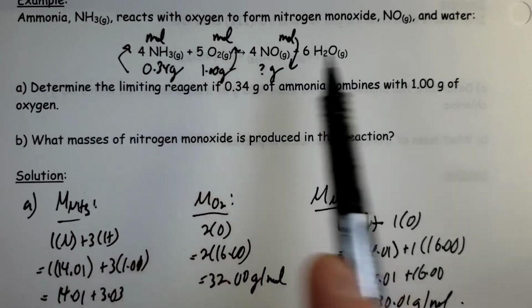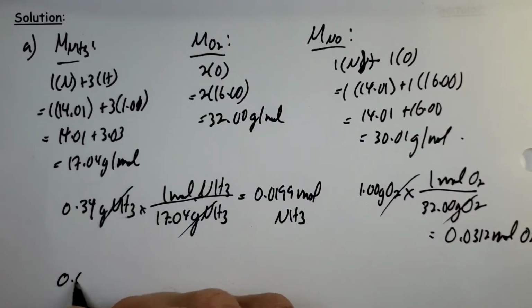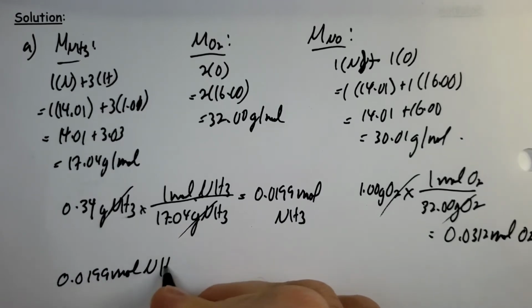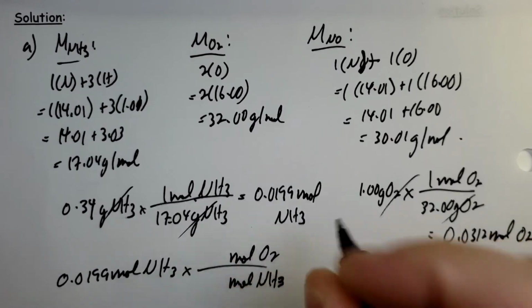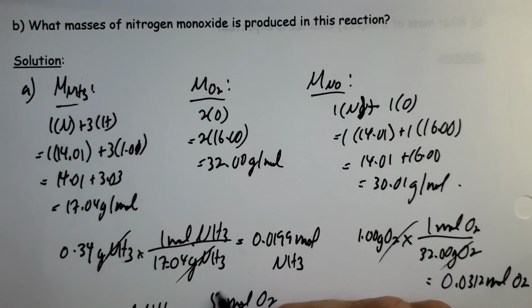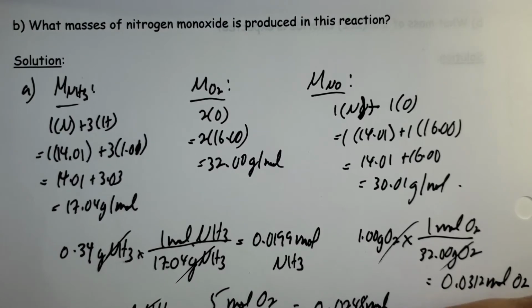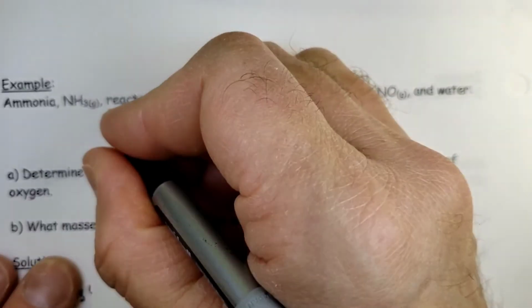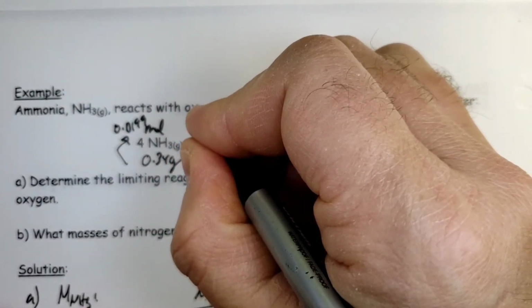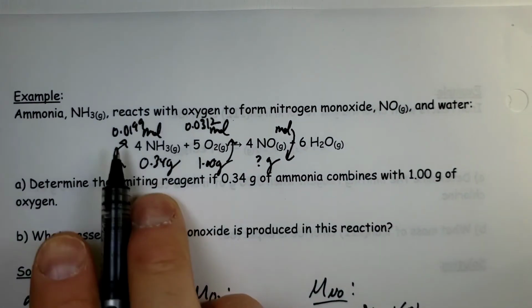All right, figure out what's limiting. It's a 4:5 ratio. So if I look over here, 0.0199 moles of ammonia. And if I'm going from moles of ammonia to moles of oxygen, 4:5, that's going to give me 0.0248 moles of O2 required. I could have written this up here. So I have 0.0199 moles, and down here I had 0.0312. So I tried to use that up.